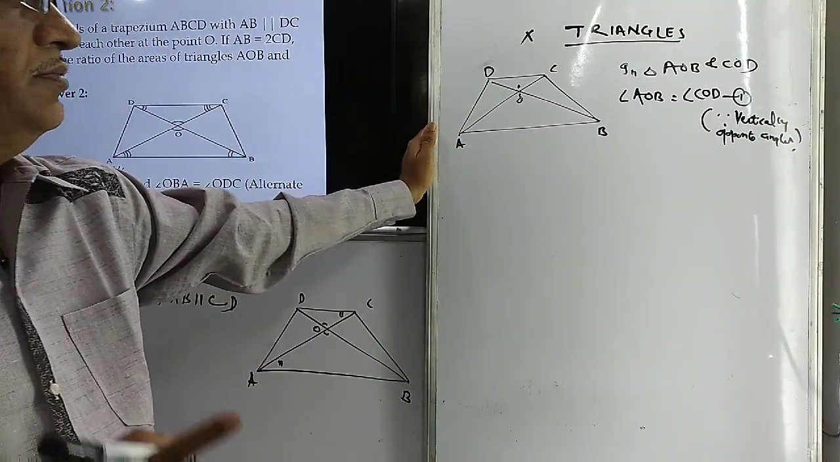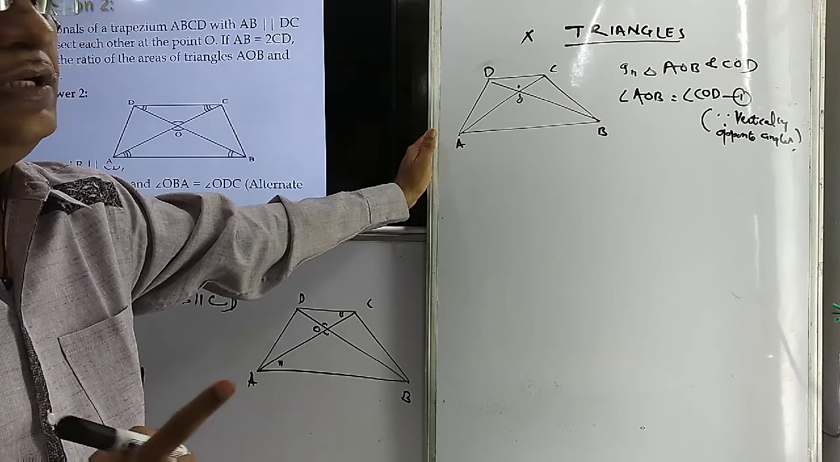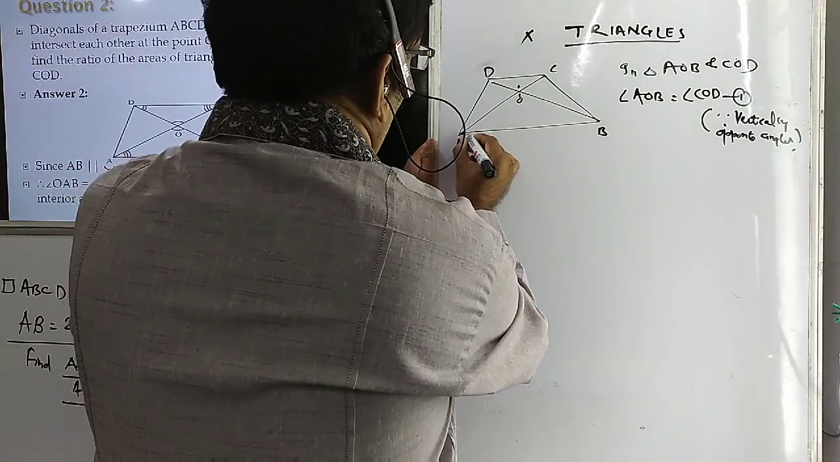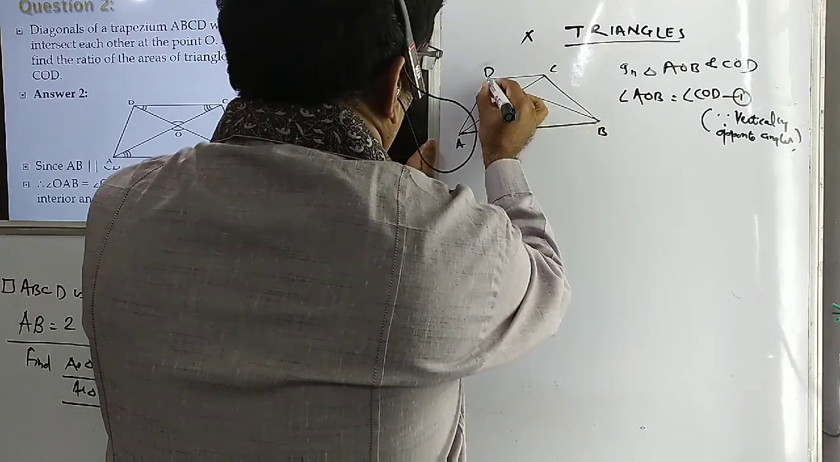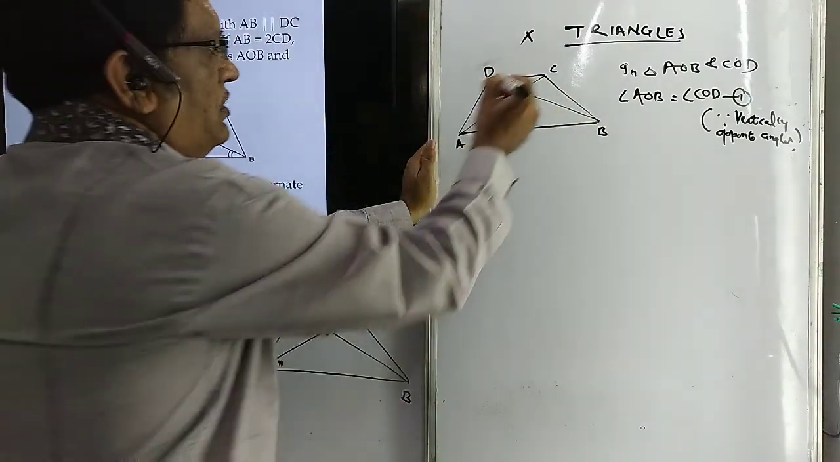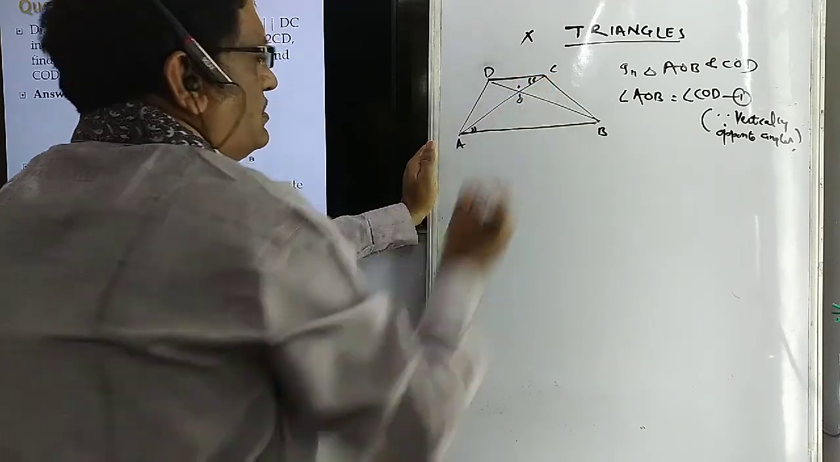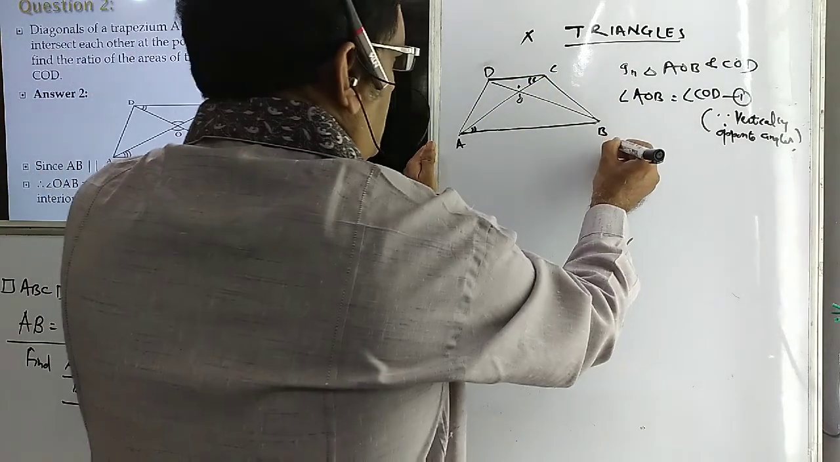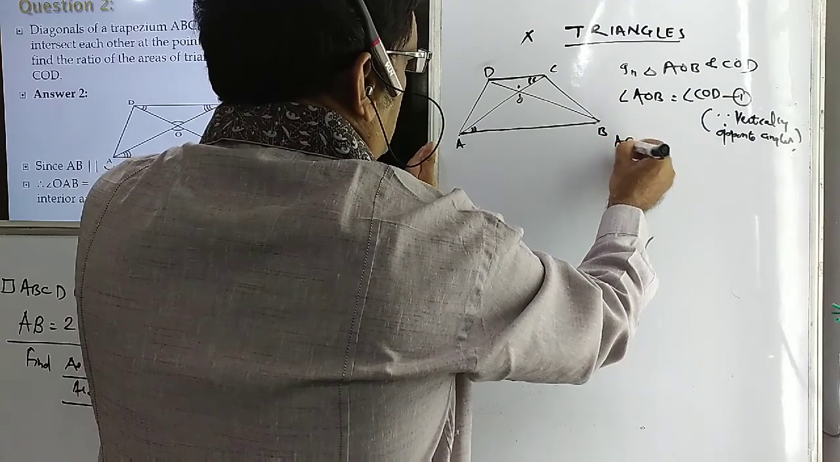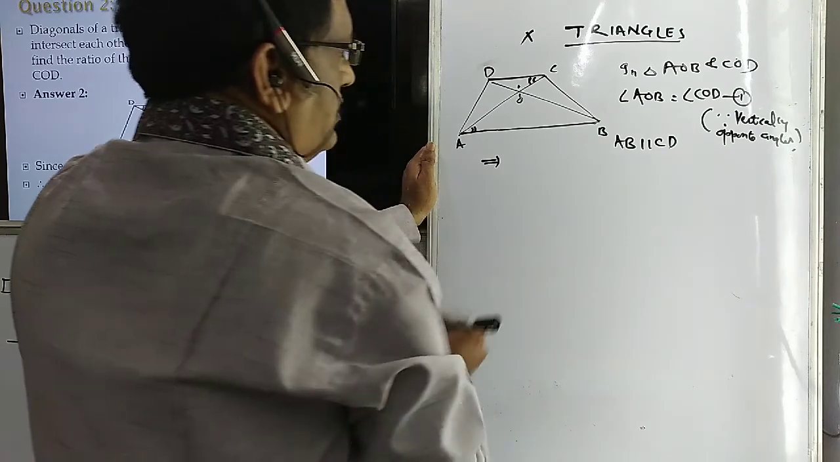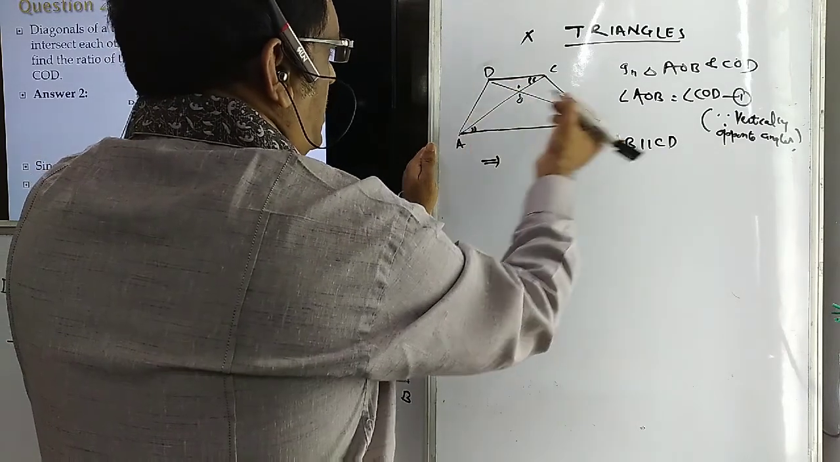Now we require one more condition. Another condition: these are two parallel lines. Which two parallel lines? Because this is a trapezium, these are two parallel lines. If these are two parallel lines, then these are the alternate angles. What I say, AB parallel to CD, it implies angle OAB.